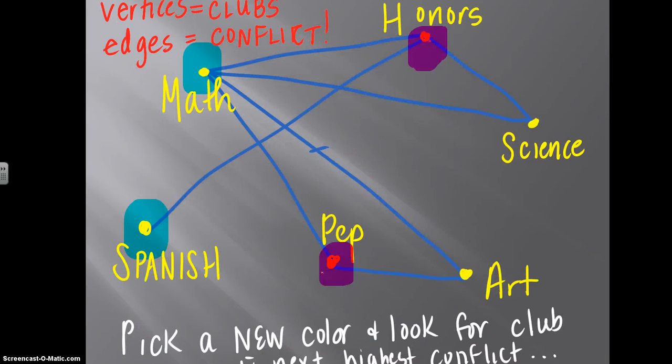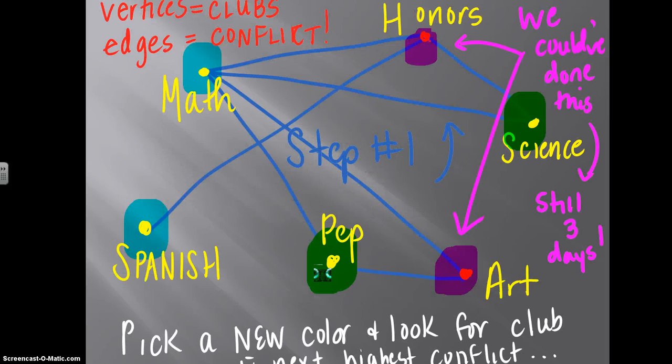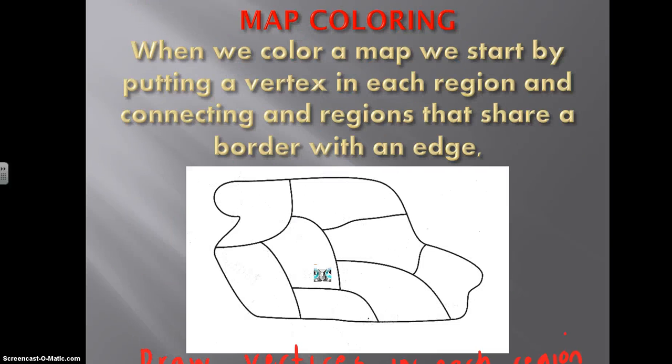And so here we go, we make those 2, and that leaves me with Science and Art meeting on the same day. So if I had to make a schedule, I could use 3 days for all of these clubs to meet. Notice it's not a unique answer because we could have chosen Art to meet on the same day as Honors. Okay, we're going to move to maps now.